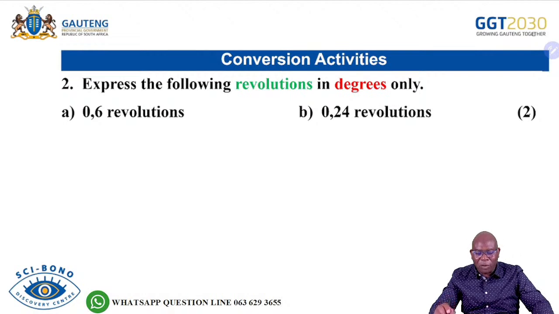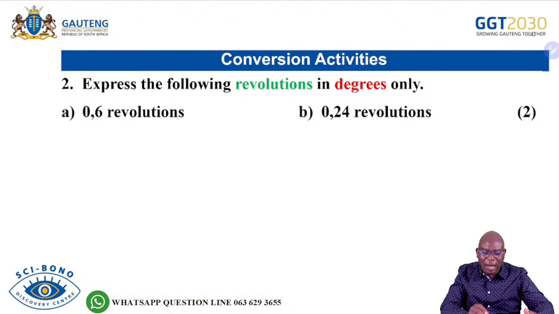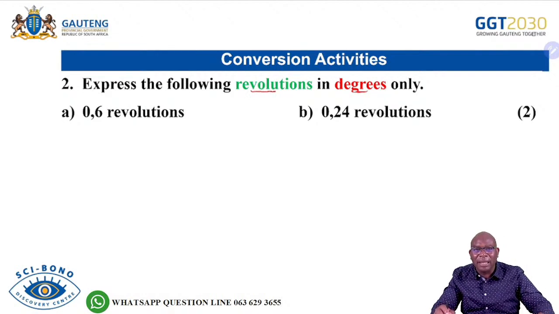Now let's look at this. Express the following revolutions in degrees. Now you can see I'm given revolutions. Now I want to express them in degrees. Remember in the previous one, what did we do? We took the degrees, we divided them by 360 to get the revolutions. Now I'm given revolutions. Now I want to change them to degrees. So what do you think we must do? The opposite of what we have done in the first one. In the first one, we divided by 360. What do you think we must do in the next one? We're swapping that. So we need to then multiply by 360 degrees.